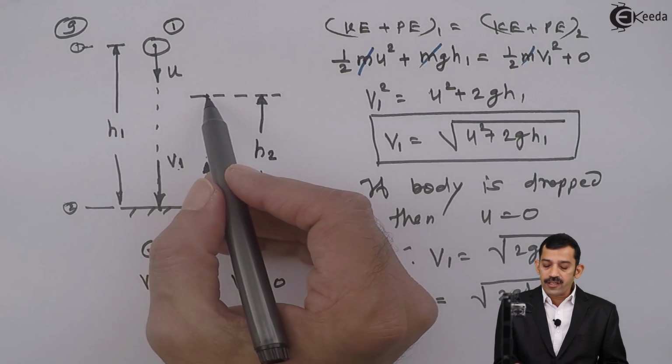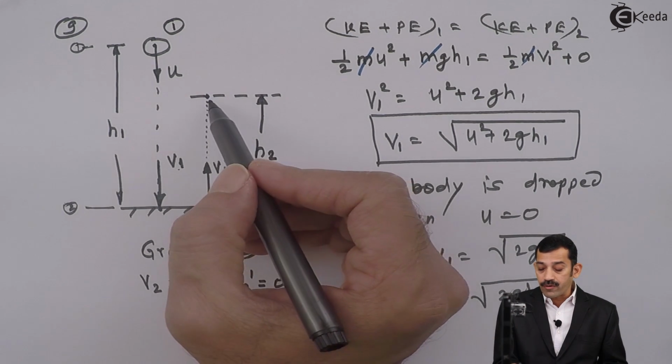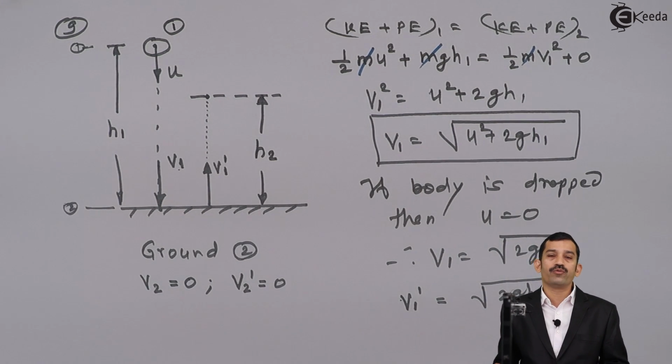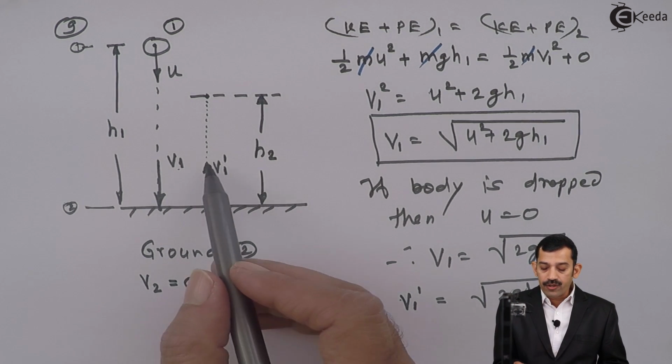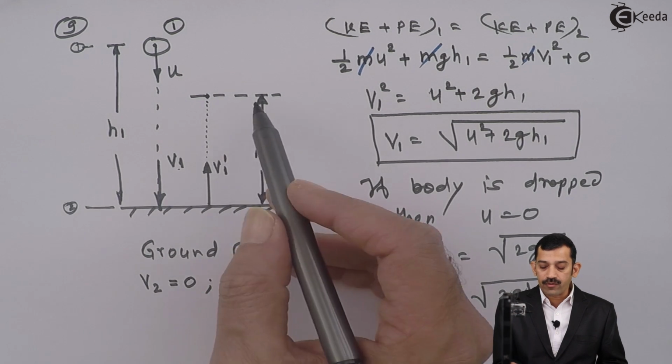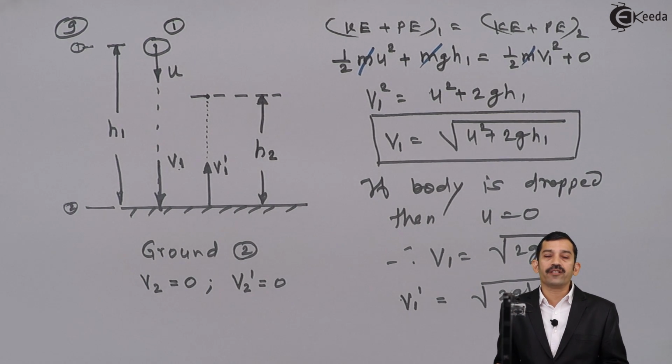If its velocity doesn't become 0, then root of that velocity squared plus 2gh2 is possible. When the velocity of the ball becomes 0 at some height, that height is the maximum height reached by this ball just after impact. Therefore the relation between v1 dash and h2 is v1 dash equal to root of 2gh2.